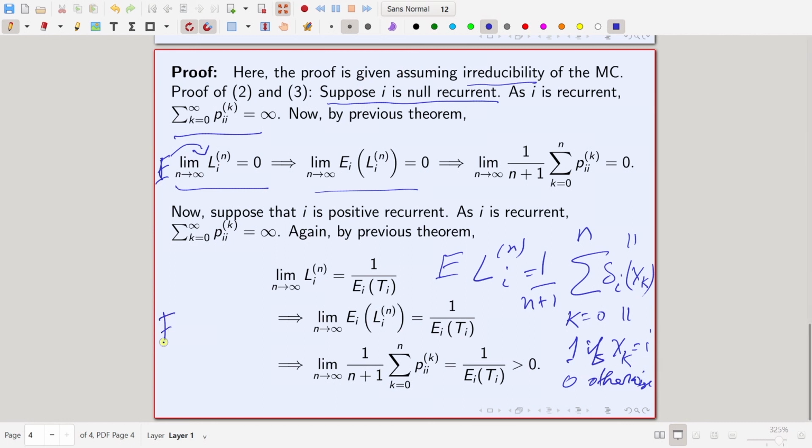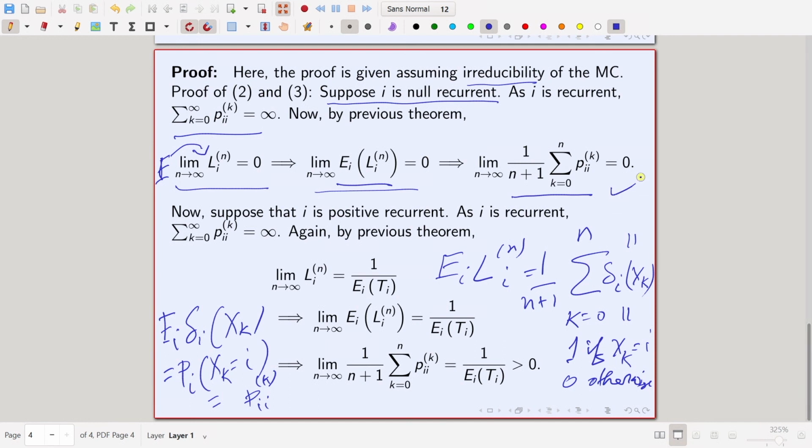So E_i of delta_i of X_k is nothing but P_i of X_k equal to i, because that is precisely when it takes the value 1. But what is P_i of X_k equal to i? That is nothing but p_ii^k, right. And this 1 over n plus 1 will remain as it is. So the expectation of this is equal to this, but now you already know that this expectation is 0, so that implies the limit as n goes to infinity is equal to 0. Fine. So we get this from the theorem which we started with in today's lecture, that L_in goes to 0 if i is null recurrent. Then I take expectation on both sides of that and we get the result.